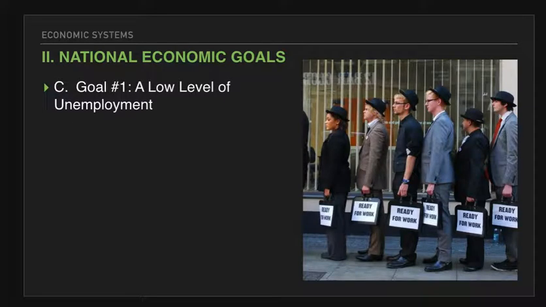Now, our government has 4 goals here to complete our national economic goals. And this here is the focus of almost every economy. So when we're talking about these 4 goals, we could translate that to Canada, Mexico, France, England, almost every economy that would consider themselves to be a market-type economy. Goal number 1, let's have low unemployment.